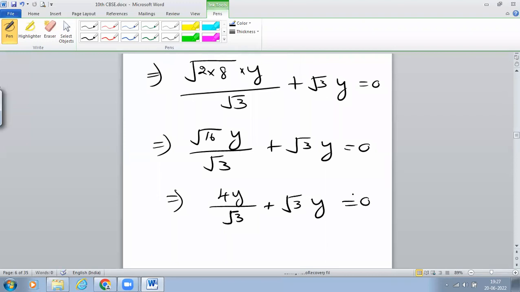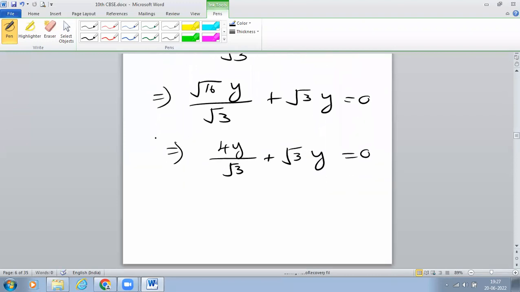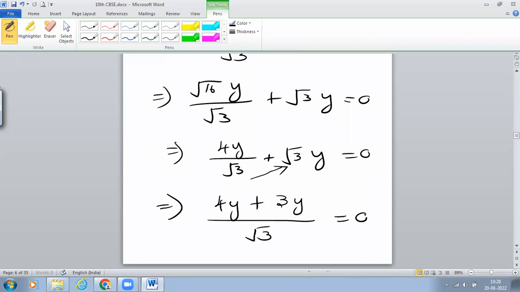Now we have to take LCM. We have to find the value of y, right? So you have to take LCM in the denominator. Here there is no denominator, right? In the left hand side, you have to take LCM. For this root 3 into y, there is no denominator, which means there is 1. So simply we can multiply this root 3 over here. So what we'll get is 4y plus this root 3 into root 3. What is root 3 into root 3? 3. Very good, because I have already told you root a into root a is a. That is why root 3 into root 3 is simply 3y, whole divided by this same root 3 in the denominator, which is equal to 0.